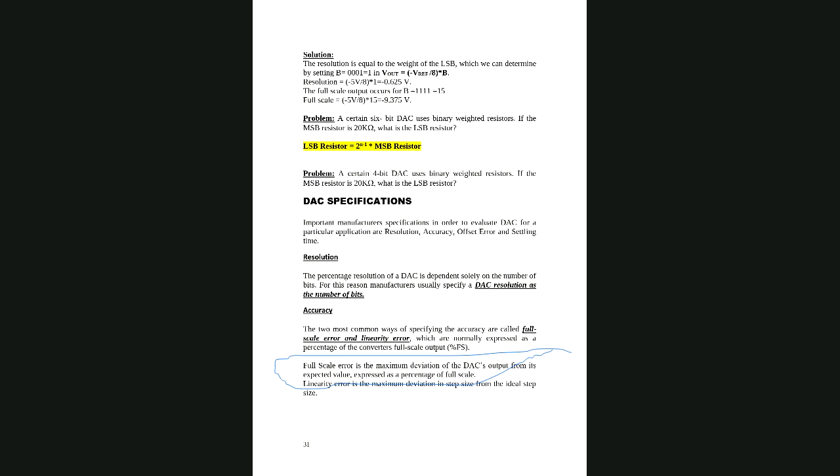Then we have linearity error. Linearity error is the error in the step size.